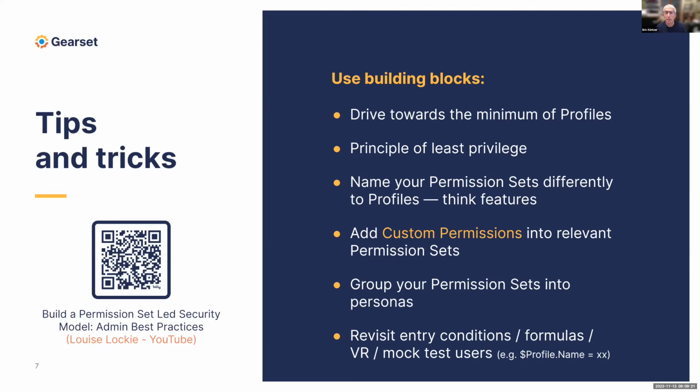Okay, so building blocks. You want to start with driving towards the minimum number of profiles, possibly 0, meaning custom profiles. The principle of least privilege. That means you start off with a user having no permissions, and then you add permissions through permission sets and correspondingly permission set groups to that user. So start with nothing and then add. You want to name your permission sets differently than profiles. Permission sets are features or tasks that you can do.